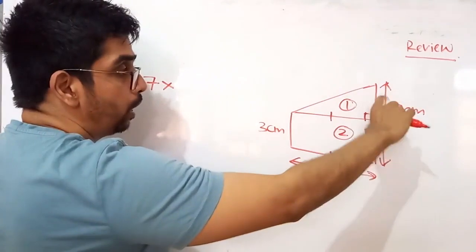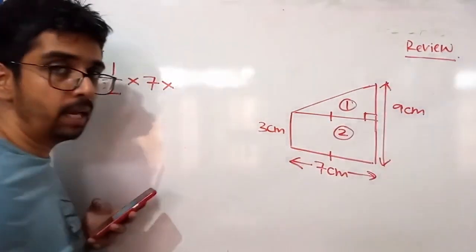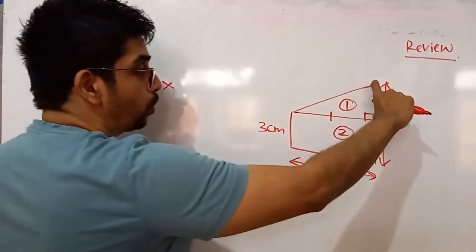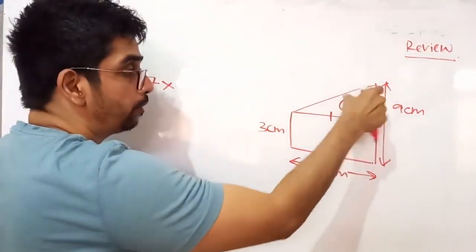The perpendicular height, right? You have to count the perpendicular height of the triangle.